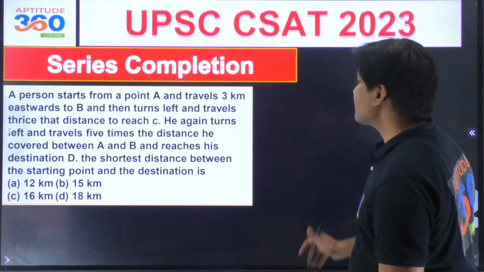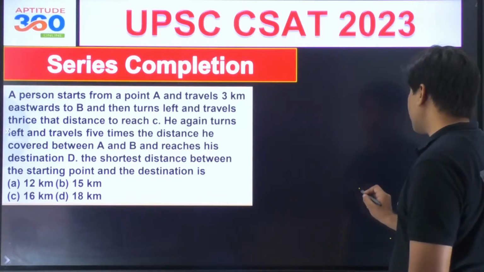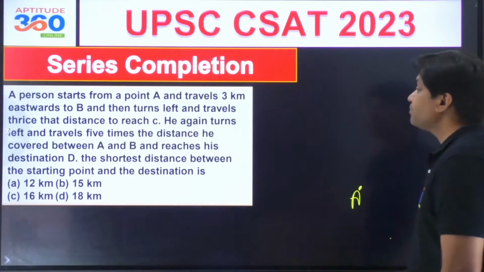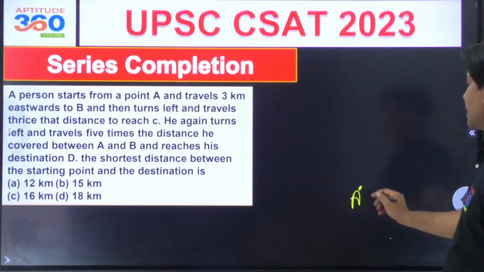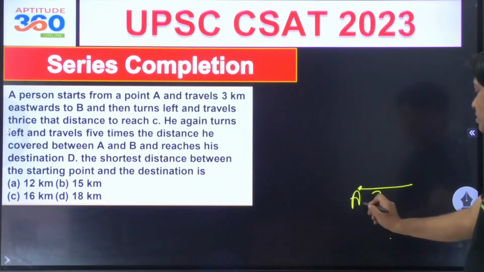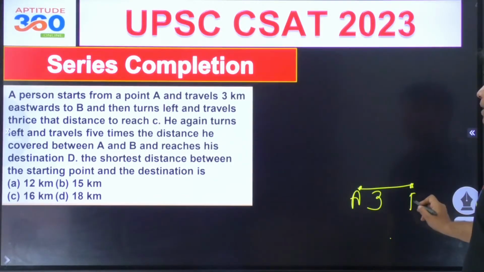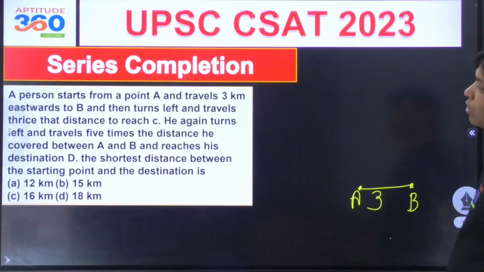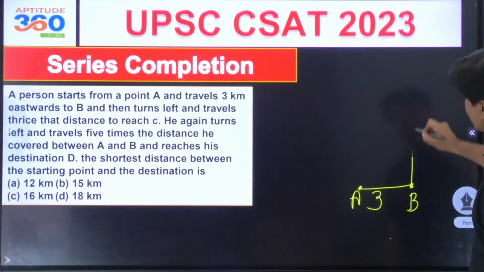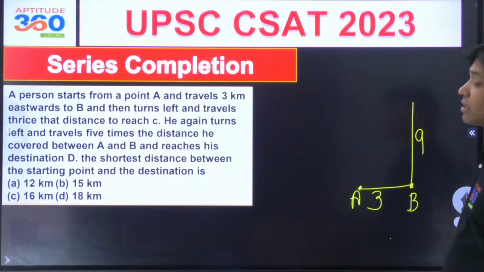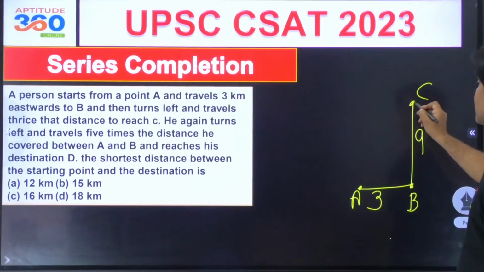A person starts from point A. Let's assume this is point A. And travels 3 kilometers in the east direction. So this is 3. And reaches B. And then turns left. Left is anti-clockwise and travels thrice this distance. So what is thrice this distance? 9 kilometers. And reaches C.